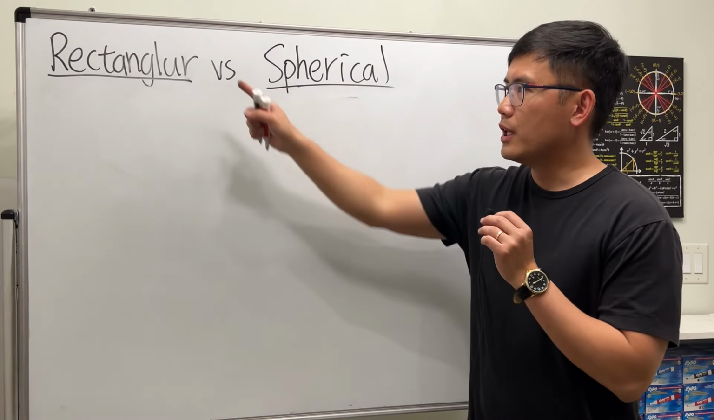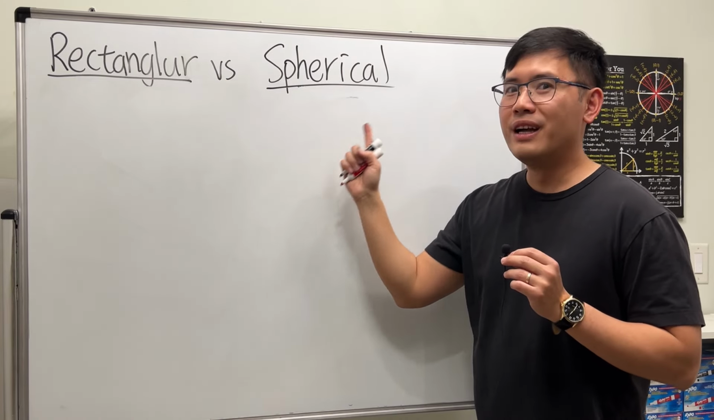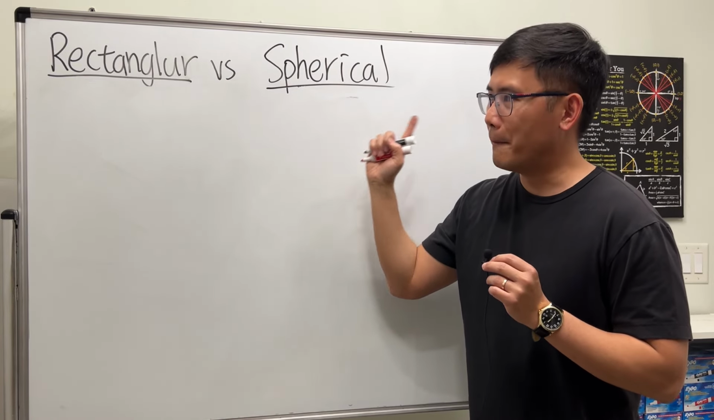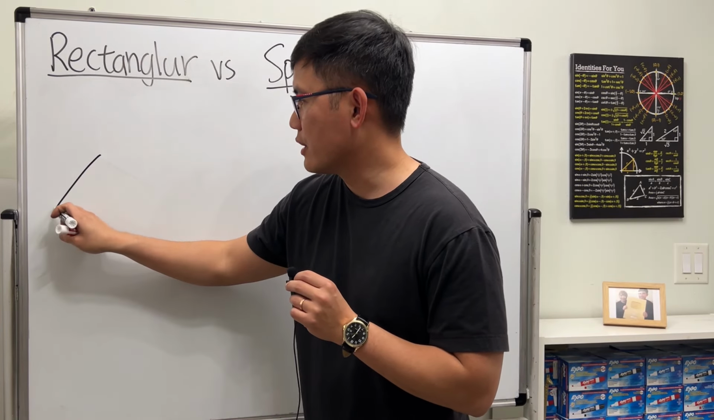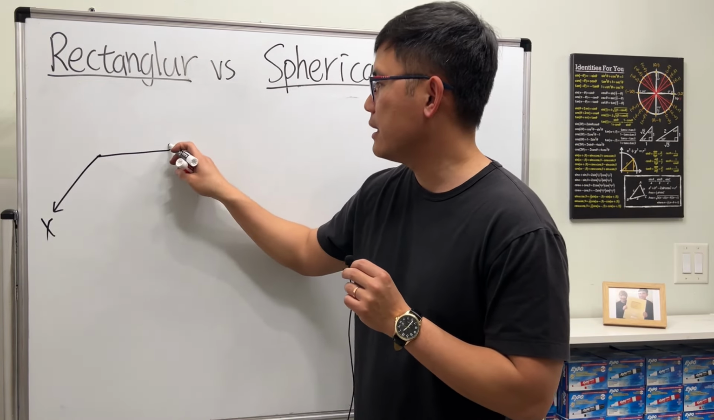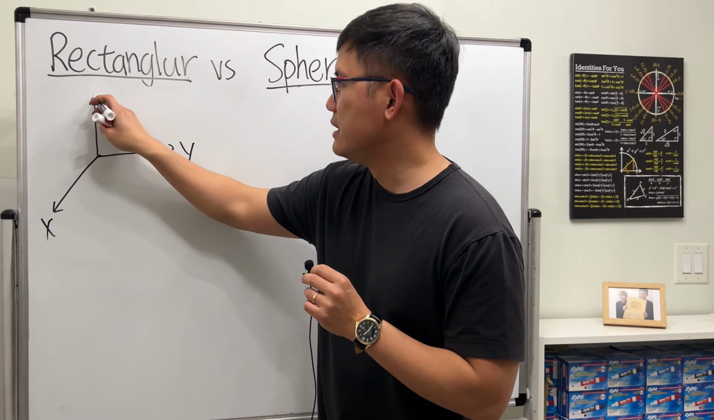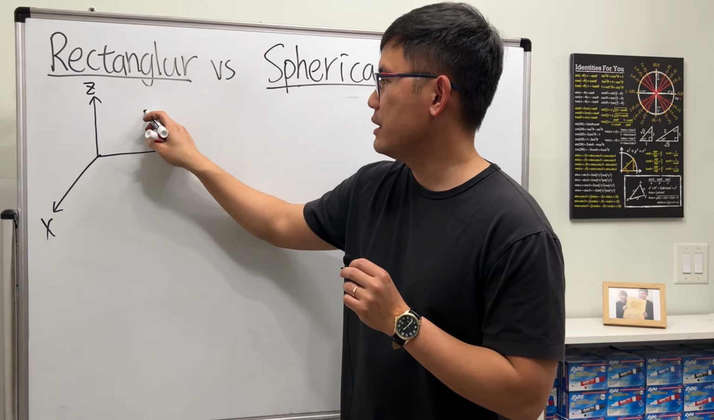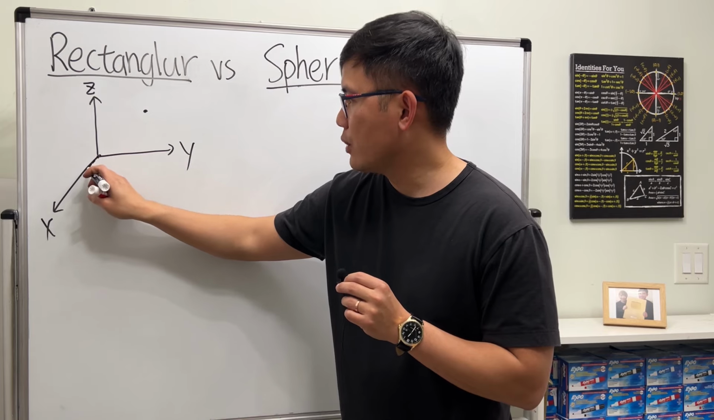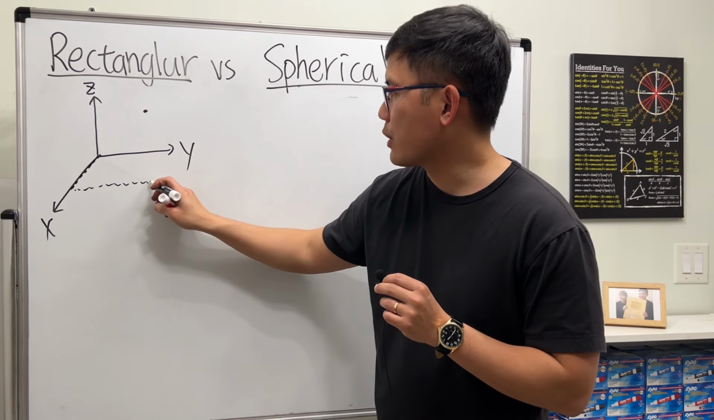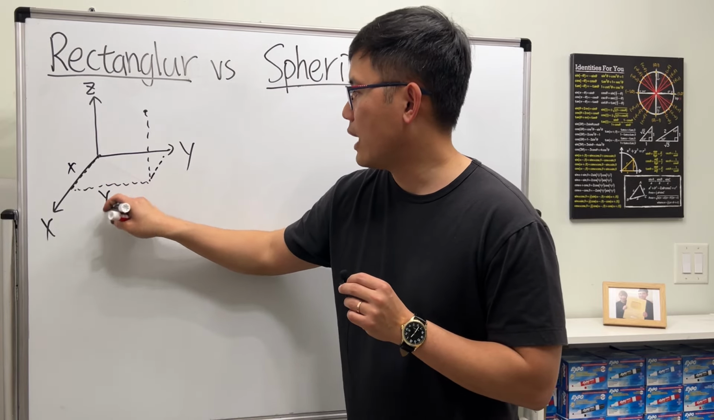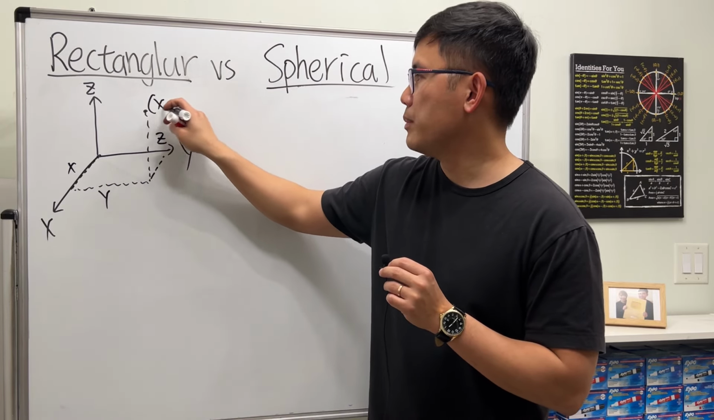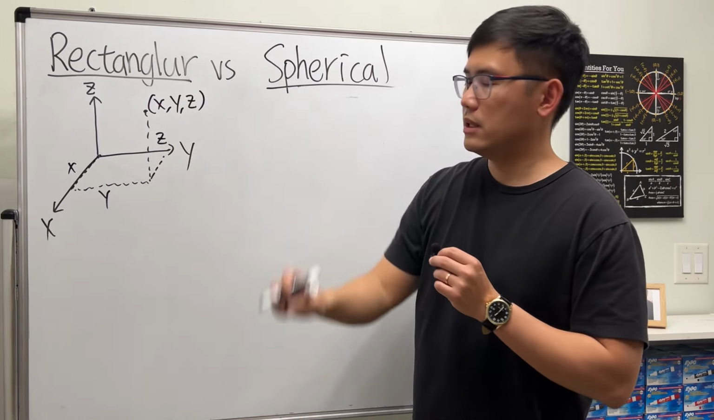Now let's talk about rectangular versus spherical. And I think this is the hardest case, so pay close attention to this one. For rectangular, it's just like what we did earlier, so let me just put down the same picture again. We have x, y, z. And let's say we have a point in space. So we need to know the x direction, the y direction, and then the vertical direction, like so. So x, y, z, and that's how we label this point.